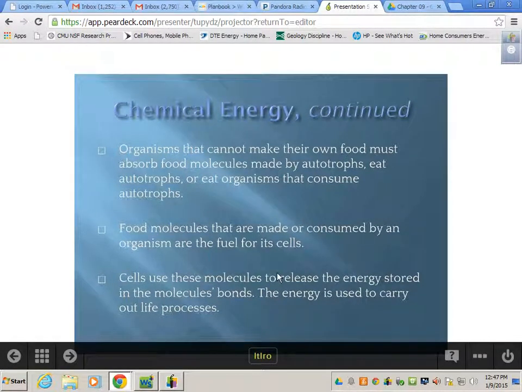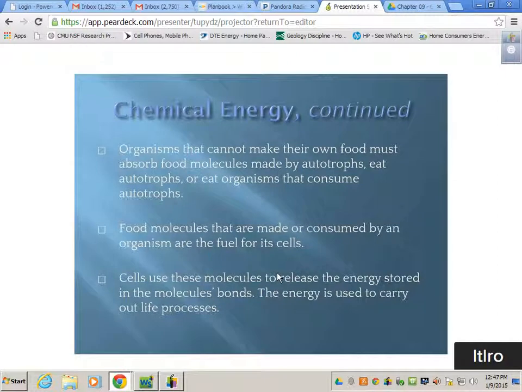So cells use these molecules to release the energy stored in the molecules' bonds, and the energy is used to carry out life processes. So here's the question, or the statement. Finish this statement. All chemical bonds store, everybody say energy. If I break bonds, I release, everybody say energy.